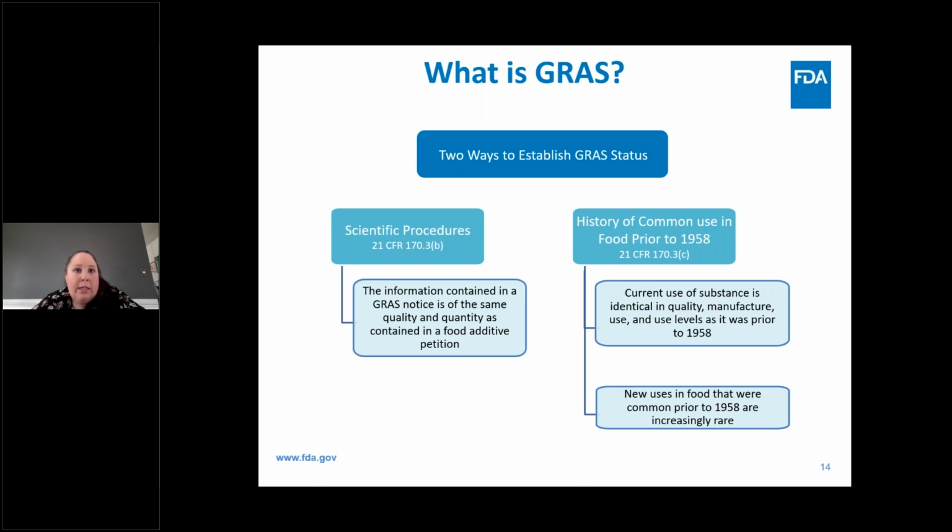So if you don't use scientific procedures, the other route to GRAS is through history of common use in food prior to 1958. Now, you can imagine that this path is becoming increasingly more rare to be used. And in my tenure at the FDA, I have yet to actually see a GRAS notice submitted based on history of common use prior to 1958.